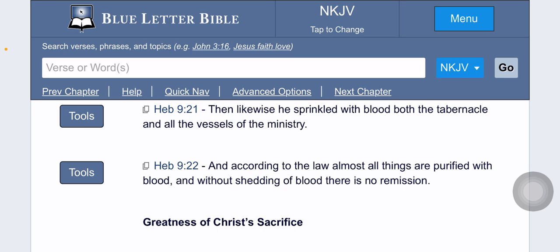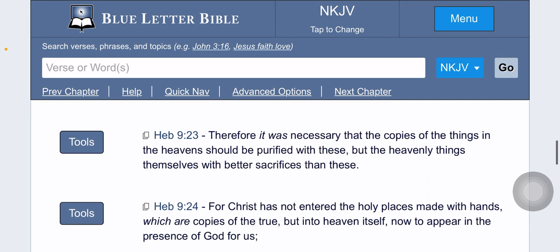And the Most High would always gather us back as a hen gathereth its chicks. Therefore, it was necessary that the copies of the things in the heavens should be purified with this, but the heavenly things themselves with better sacrifice than this. So you see, everything is a mirror of what's in the heavens.